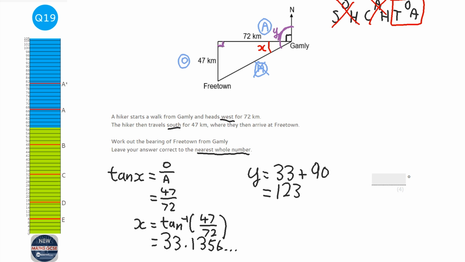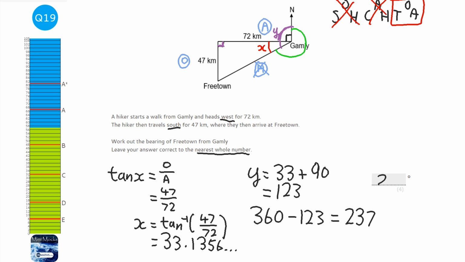123. Okay, now bearings, something that we've got to remember, are always from north going clockwise. So it's always going to be like that. It's going to be that angle there. So to do that, we're going to do 360 and take away the 123 because that's what we don't want. So on the calculator, 360 take away 123, and that's 237. So the answer is 237 degrees.